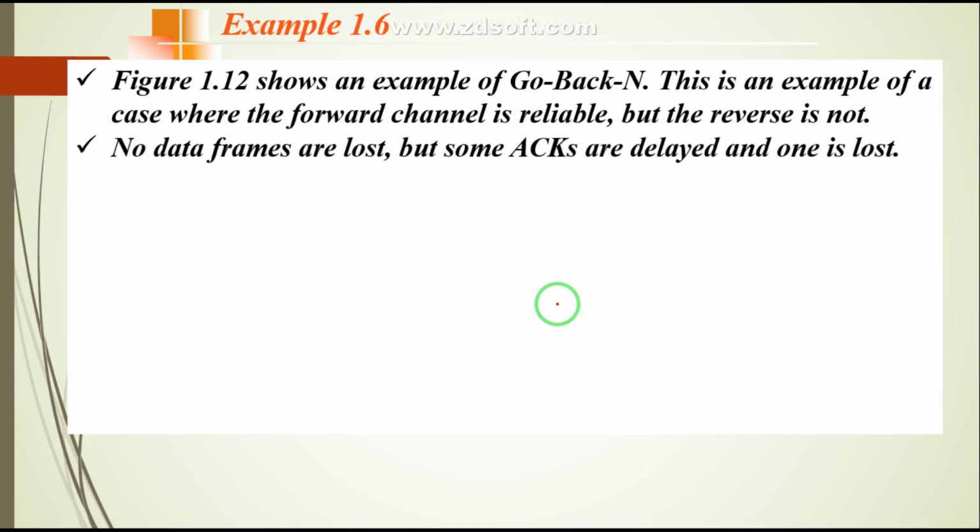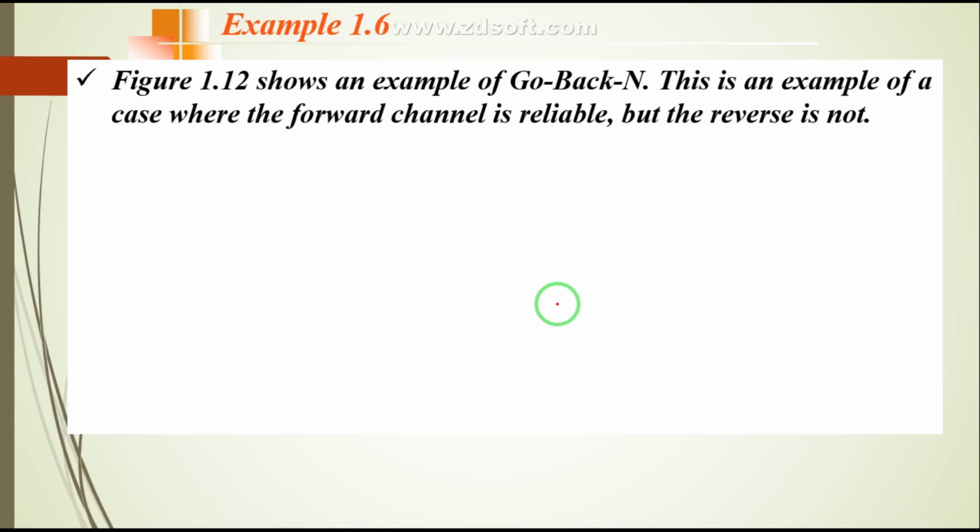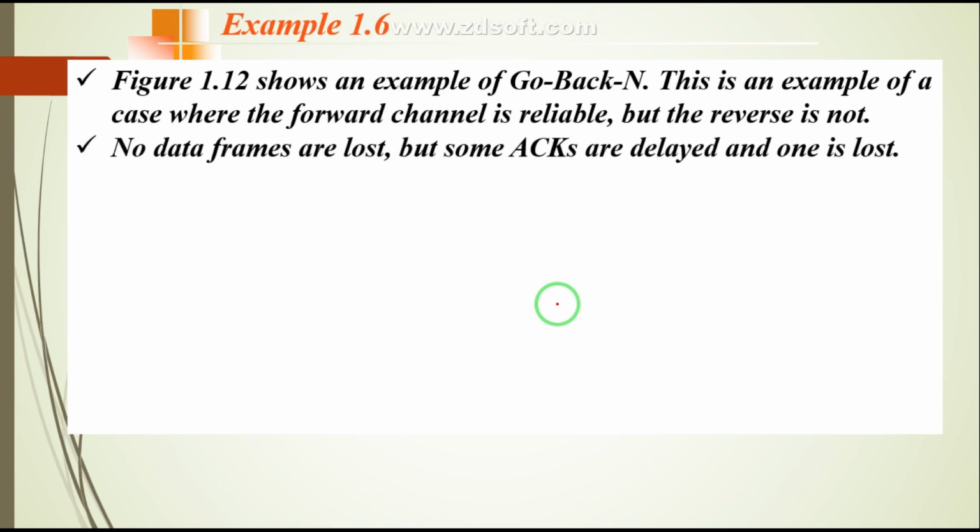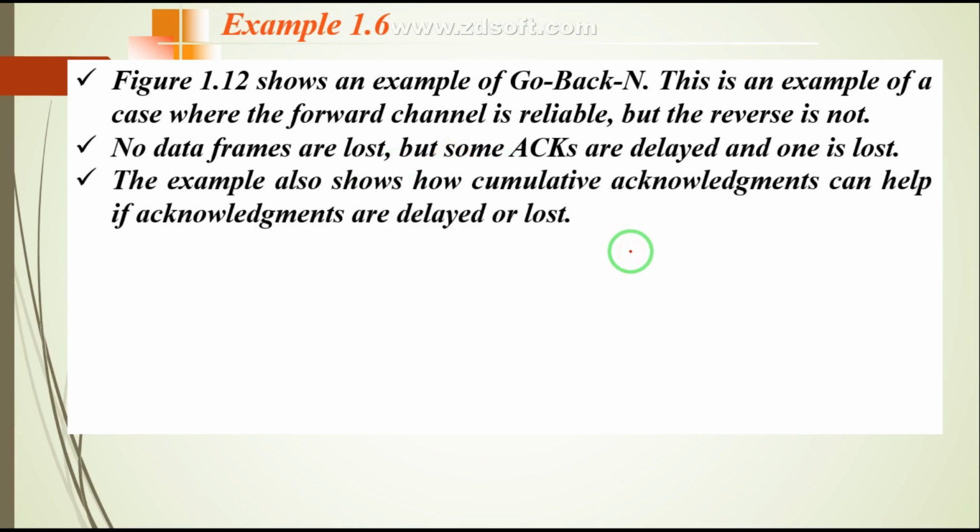Again, we are going to take one example which shows that the forward channel is reliable but the reverse is not. Just please carefully see this example. The figure would come after this slide. No data frames are lost, but some acknowledgements are delayed and one is lost. This example also shows how cumulative acknowledgement can help if acknowledgements are delayed or lost.